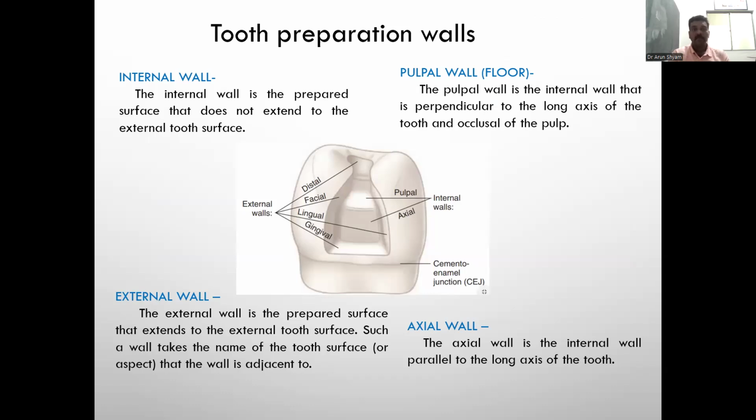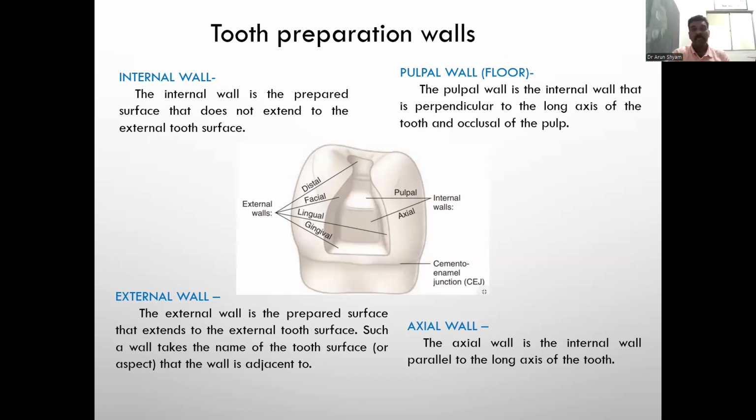We can classify into internal walls and external walls. The prepared surface that does not extend to the external tooth surface is called an internal wall. And external walls are prepared surfaces that extend to the external tooth surface; such a wall takes the name of the tooth structure. That's the external wall.